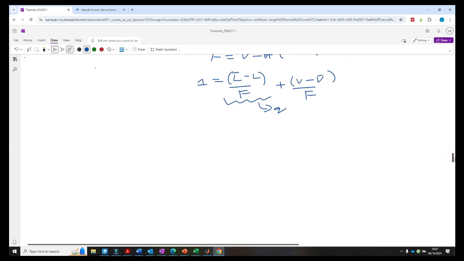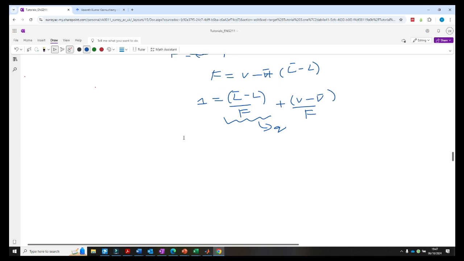So this is only when we are talking about distillation, Q is defined as something like this, L dash minus L divided by f. So Q is equal to L dash minus L divided by f. So this is something about the liquid that enters, liquid that leaves, and the feed plate. So that's how we define Q.